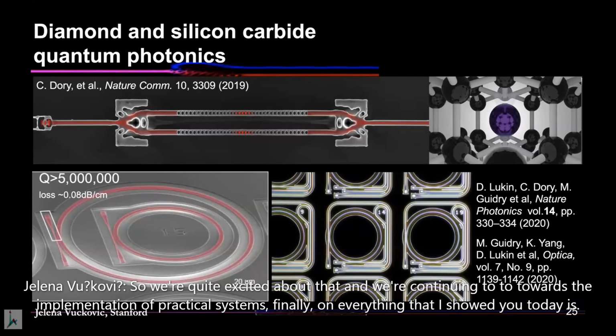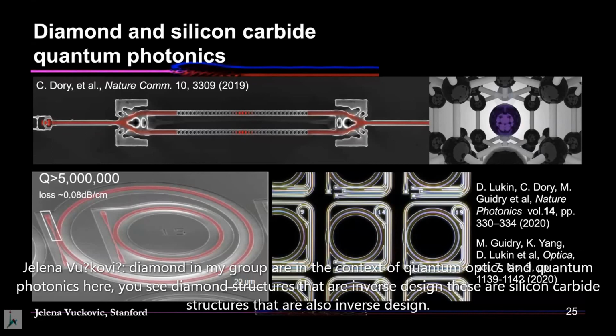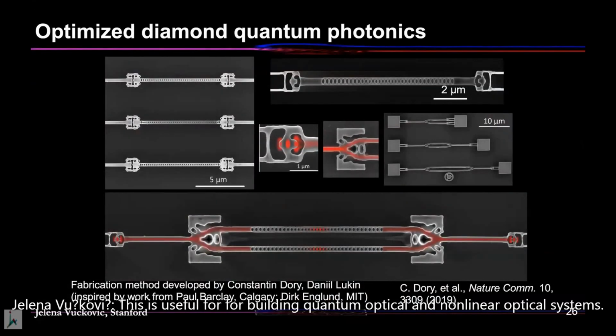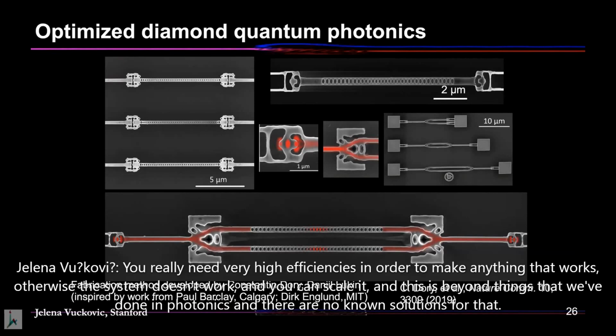Finally, everything that I showed you today was so far based on silicon. This approach is, of course, applicable to any other materials. We worked extensively with silicon carbide and diamond in my group in the context of quantum optics and quantum photonics. Here you see diamond structures that are inverse designed. These are silicon carbide structures that are also inverse designed. This is useful for building quantum optical and nonlinear optical systems. And it's particularly important for quantum photonics, where you really need very high efficiencies in order to make anything work.